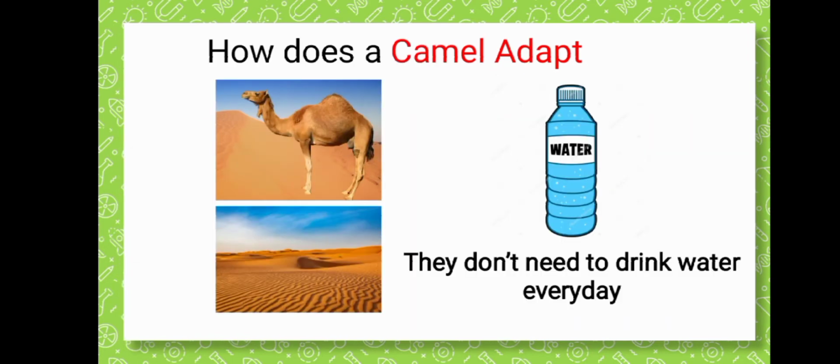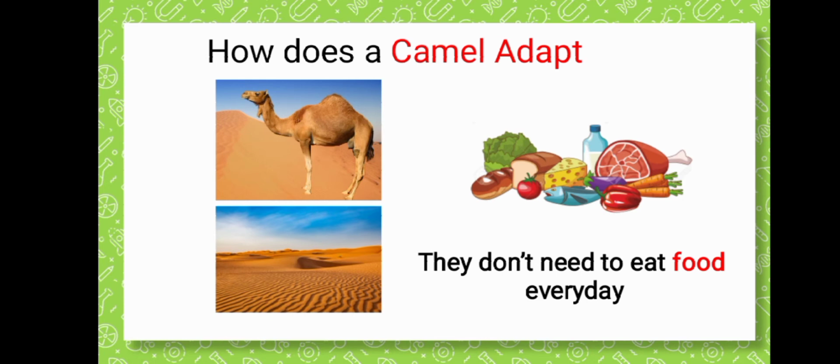How does a camel adapt to the environment of the desert? First, they don't need to drink water every day. That's how the body of the camel adapts. The body of the camel can hold so much water so it doesn't need to drink water every day like us and other animals. Camels don't have to drink water every day.